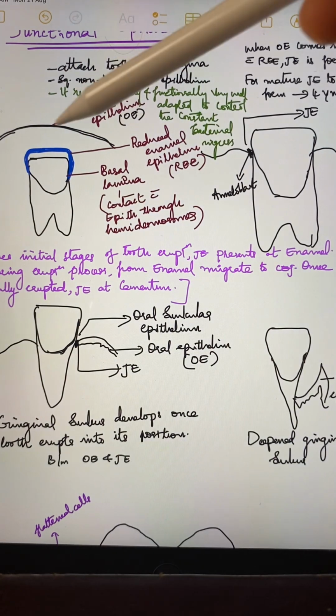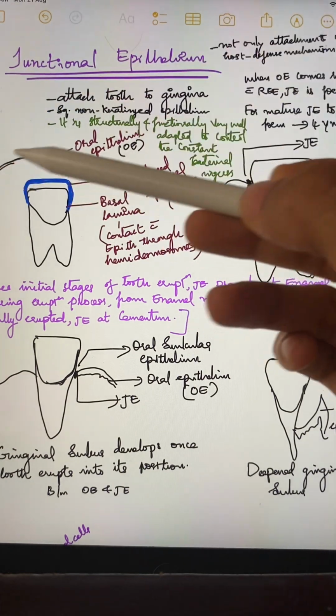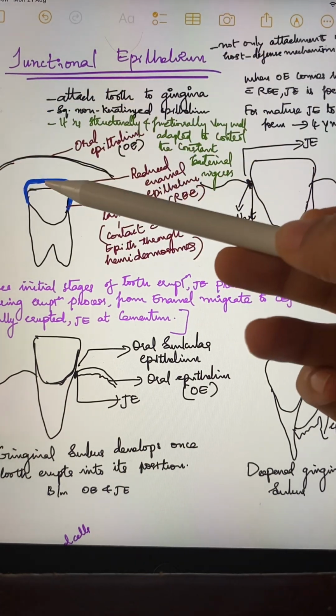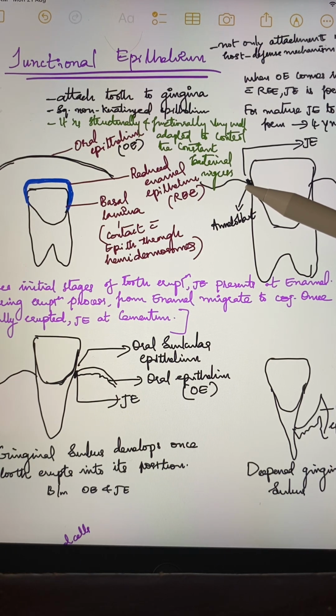In the initial stages of tooth eruption, the junctional epithelium is present at the enamel. During the eruption process, it migrates from the enamel to the CEJ, and once the tooth is fully erupted, the junctional epithelium can be seen at the cementum. When the oral epithelium comes in contact with the reduced enamel epithelium, the junctional epithelium forms. For a mature junctional epithelium to form, it may take around 4 years.